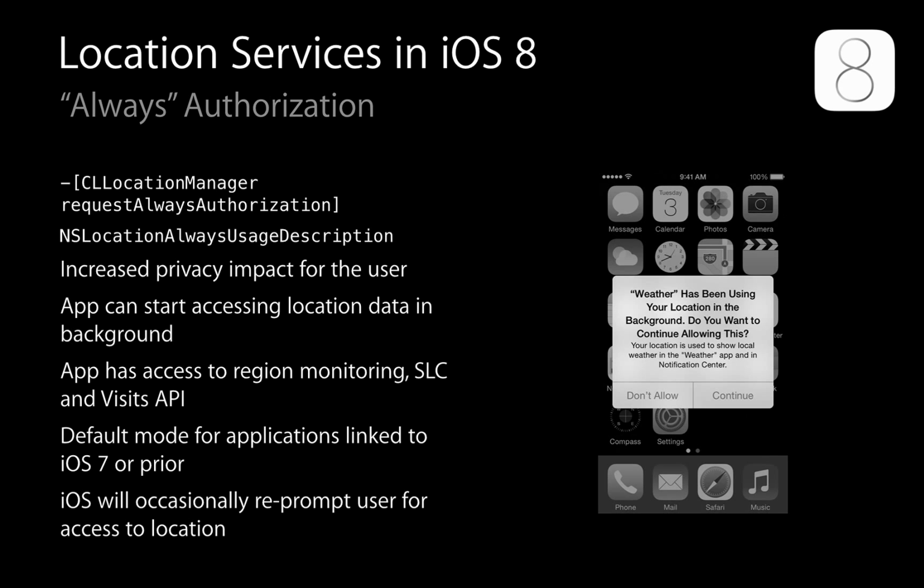The default mode for applications that are not updated to take advantage of these new APIs will be always authorization. And if you use always authorization, then the OS will occasionally reprompt the user for access to location. You should only use this mode if you think your users will thank you for doing so.